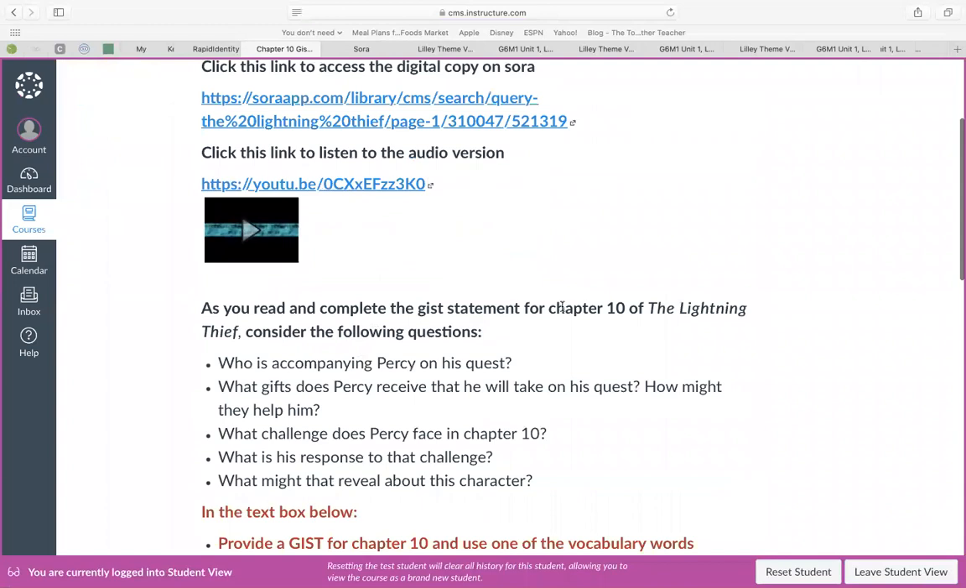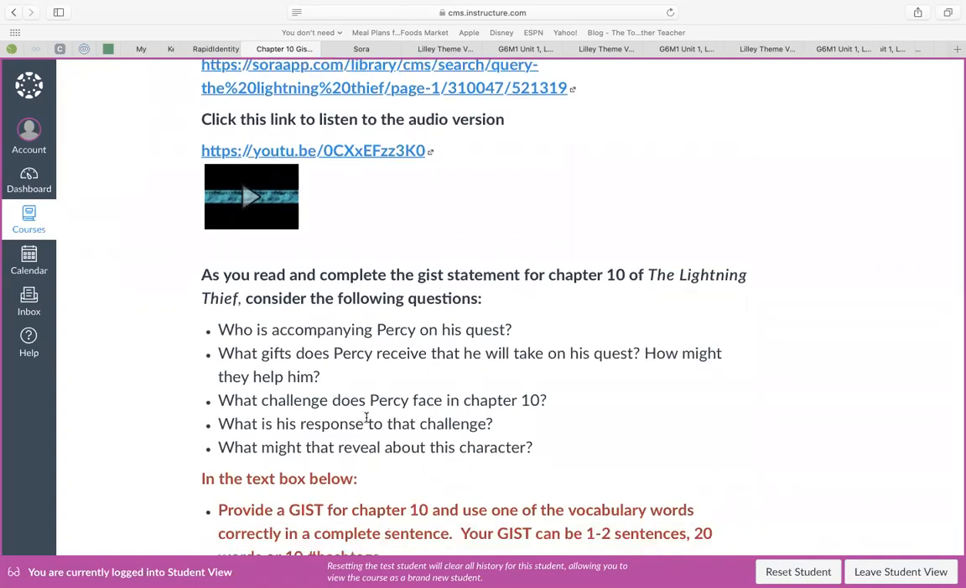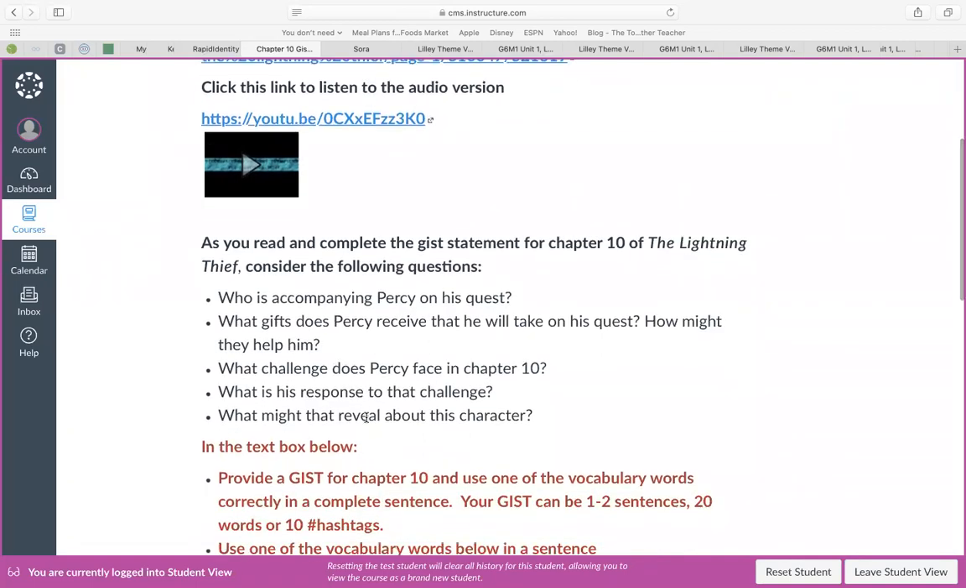As you read and complete your gist statement, these are some questions I want you to be thinking about. Who is accompanying Percy on his quest? What gifts does Percy receive that he will take on his quest? How might they help him? What challenge does Percy face in chapter 10? What is his response to that challenge? And what might that reveal about his character? You don't have to answer those questions. Those are just things I want you to think about.